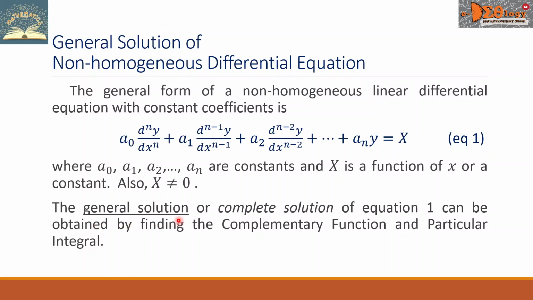The general solution or complete solution of equation 1 can be obtained by finding the complementary function and the particular integral. In symbols, we write y equals CF, that is the complementary function, plus PI. This is the particular integral. Let us determine the particular integral.